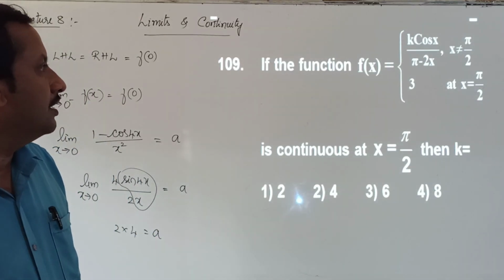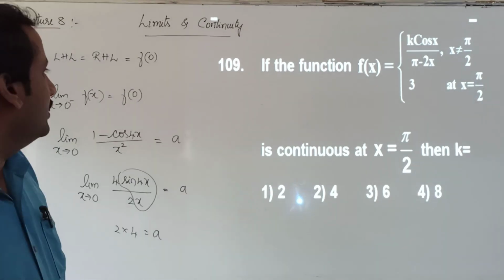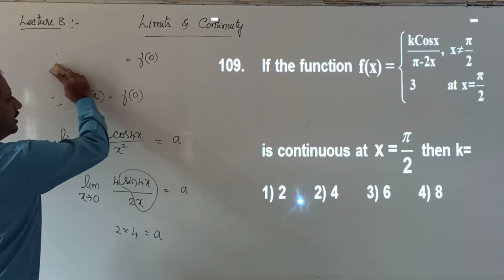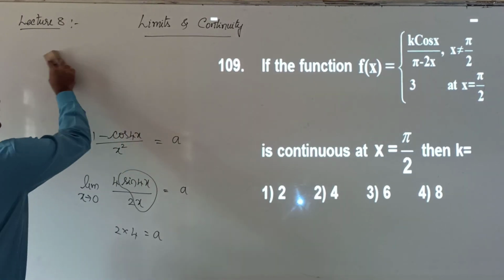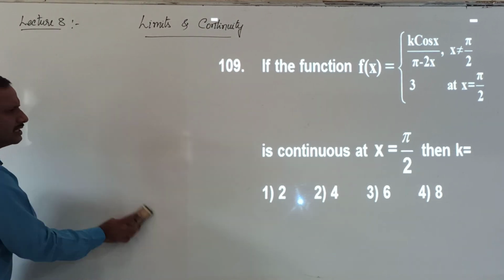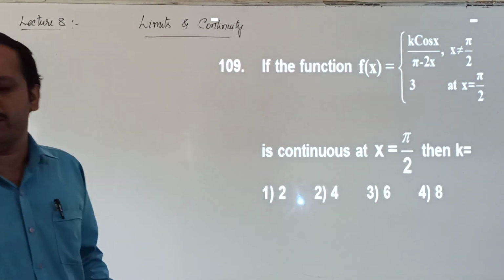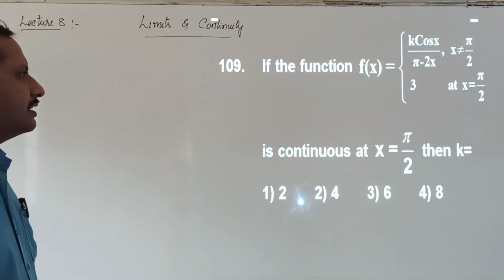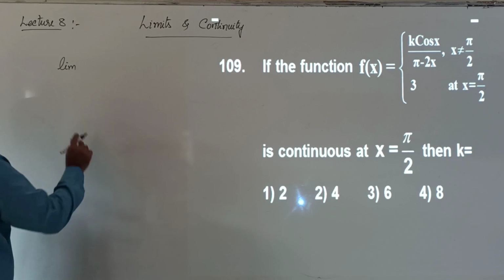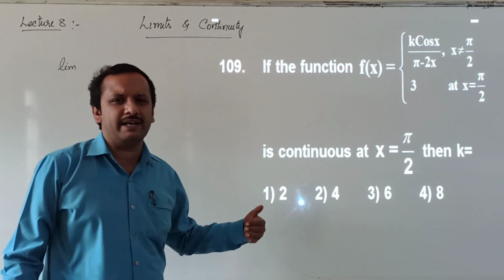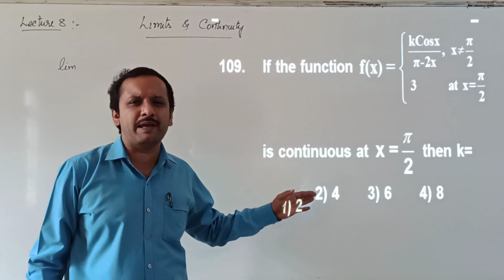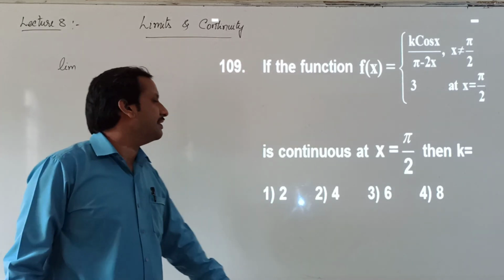Next question. If the function f of x equal to k cos x by (pi minus 2x) when x is not equal to pi by 2, and it is 3 when x is equal to pi by 2, and this function is continuous at x equal to pi by 2, then what is the value of k? Here they have given that the function is continuous at x equal to pi by 2. So now we don't have to find out what is left hand limit and right hand limit, because that is not necessary. To the left side of pi by 2 and to the right side of pi by 2, f of x is defined in the same way.